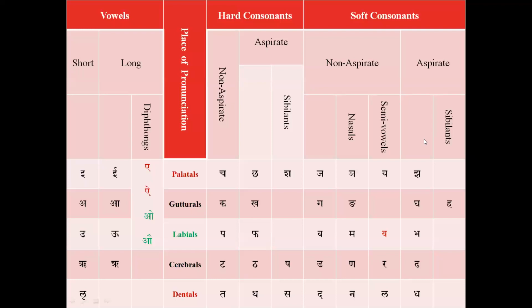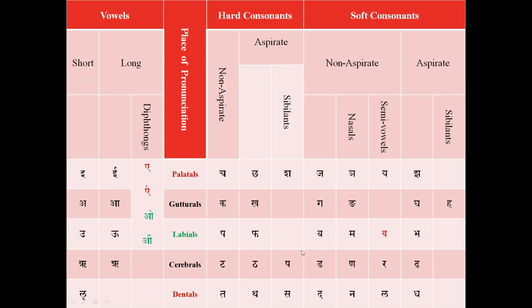Right? Alpa Prana. Therefore, you can see non-aspirate in the table. Within that table, you can see Ba is here. See my cursor, you will see Ba. Non-aspirate, that is Alpa Prana, and under the labial. So Ba is labial, its Ucharana Sthanam is labial, and it is Alpa Prana. Right? Similarly, so next one.